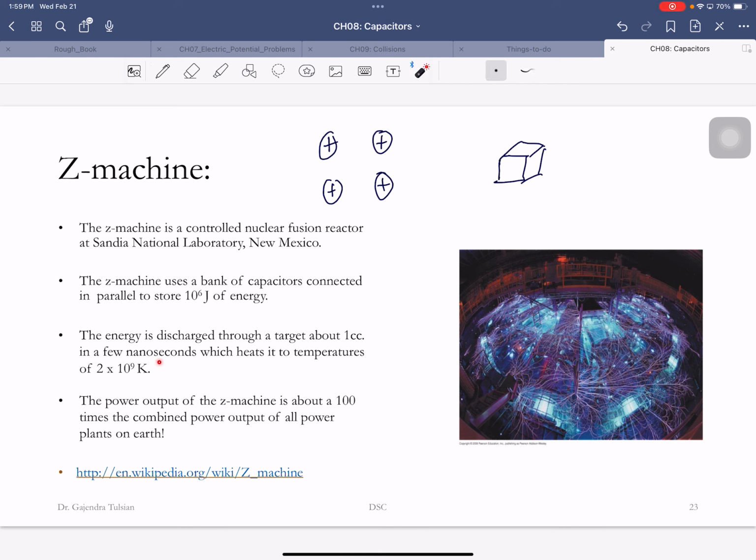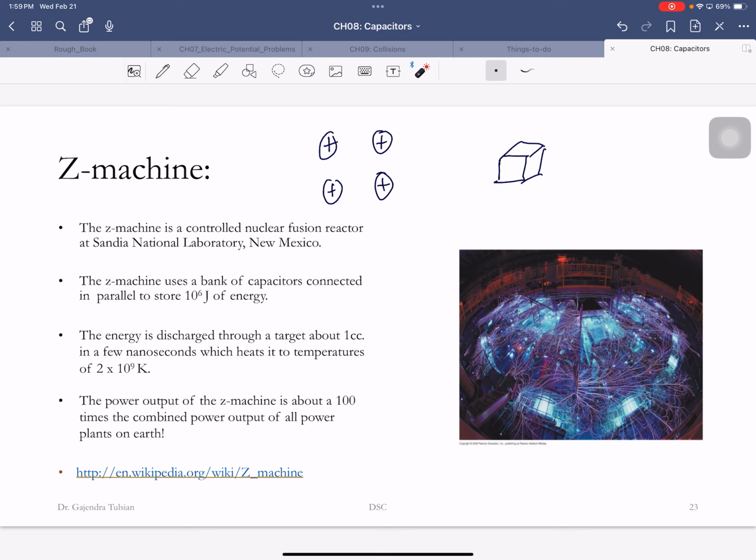In a few nanoseconds. That's why you needed a capacitor. You discharge that energy in a billionth of a second, which heats this sample up to 2 billion degrees Kelvin. And hopefully some of them will fuse. So we broke even not too long ago in these machines.